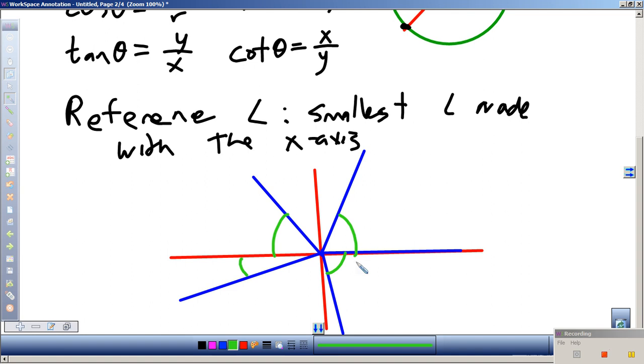Does this make sense now, what I mean by that? You go to the x-axis, and it's the smallest or the closest way to get there.